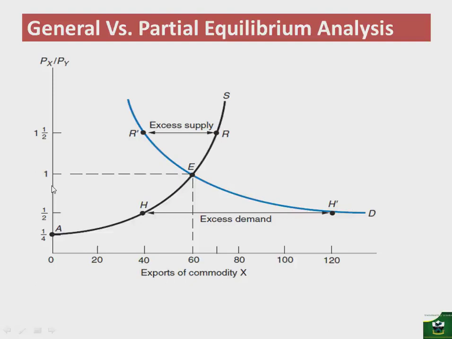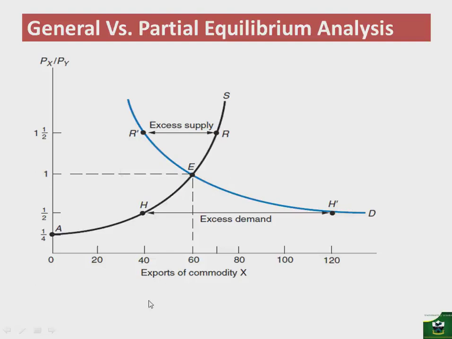So it means that for any price above, there will be a downward pressure towards the international relative commodity price, and for any price below, there will be an upward pressure towards the international relative commodity price of 1. Therefore, the only price at which the exports will equal imports on the international market is the price of 1, which is the international relative commodity price.